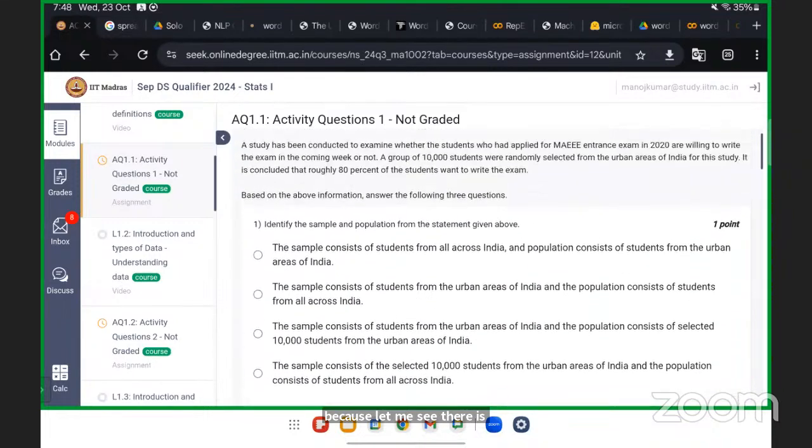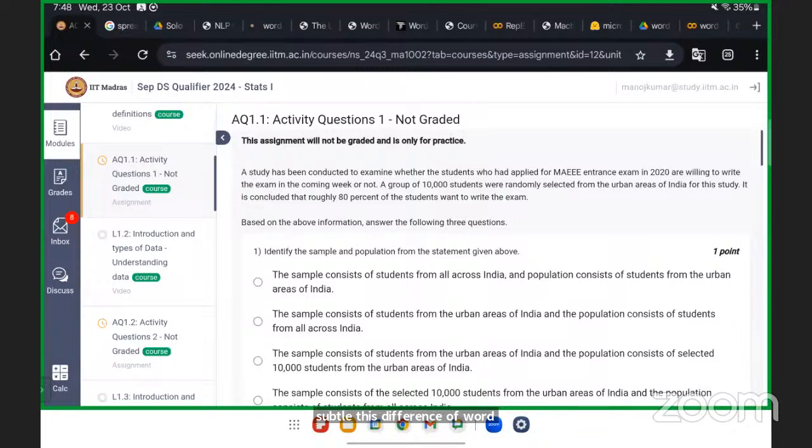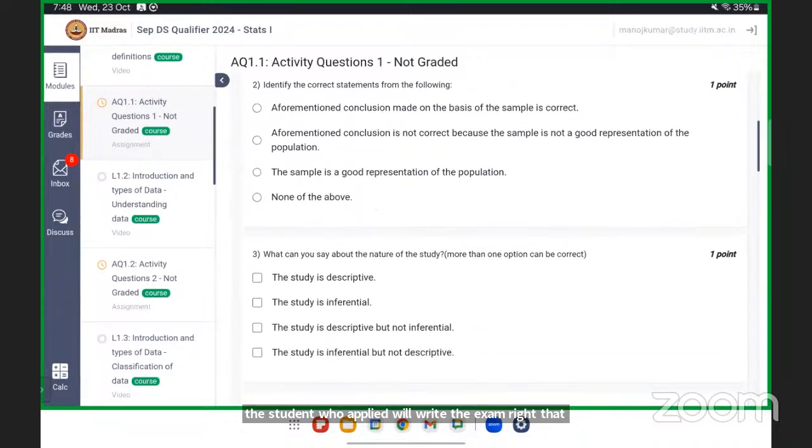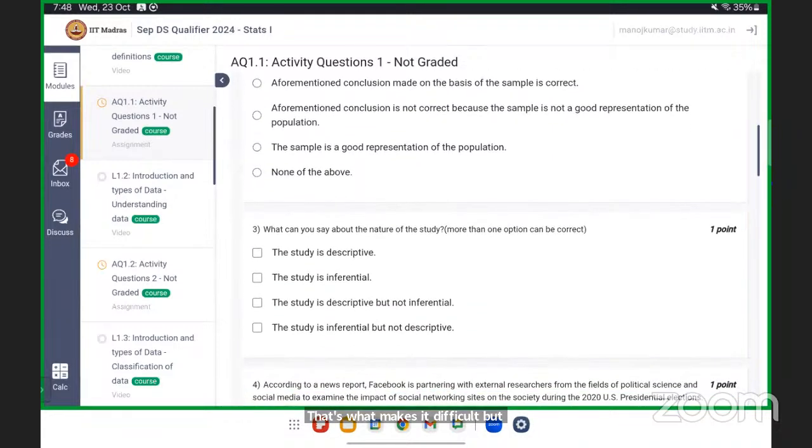Because when you do this, they wrote a study on whether the student who applied will write the exam, right? That's what makes it difficult. But we definitely will do a descriptive study on this also, like on the sample, right? Because without a descriptive study, you will not just move on to inferential. That's how it doesn't happen in reality.